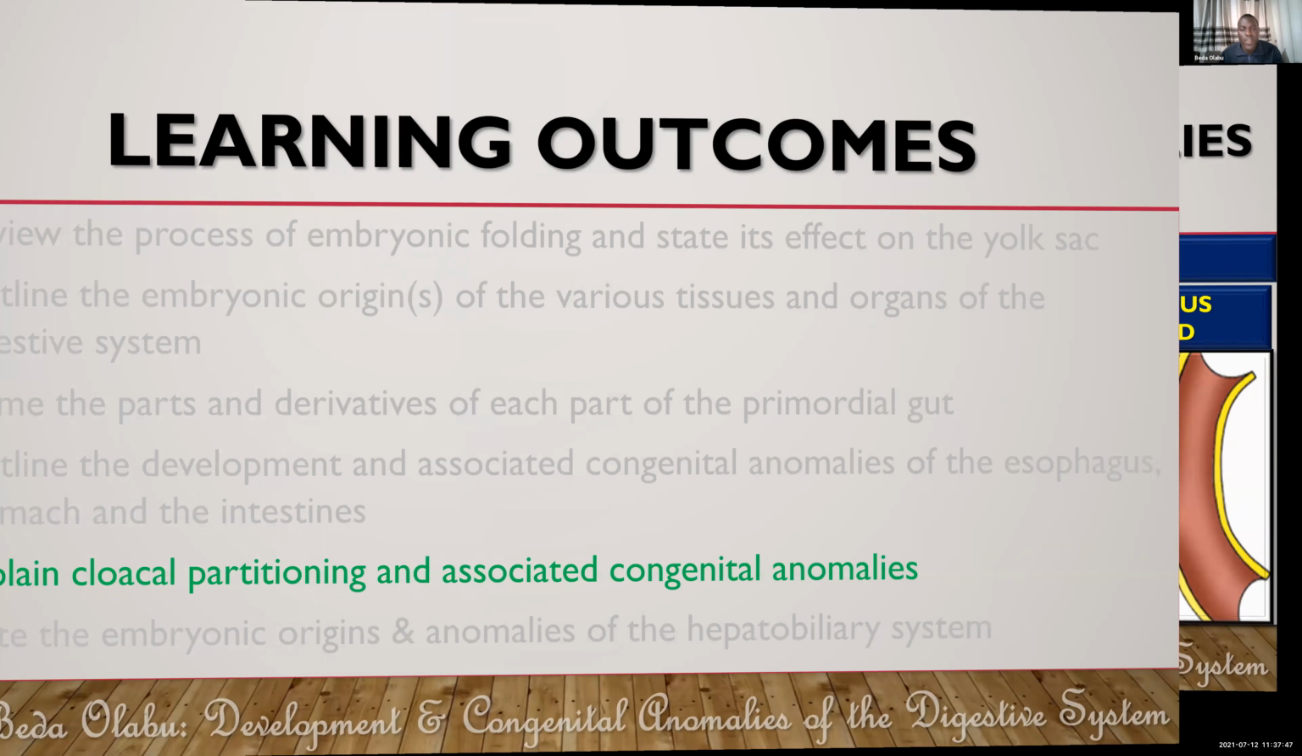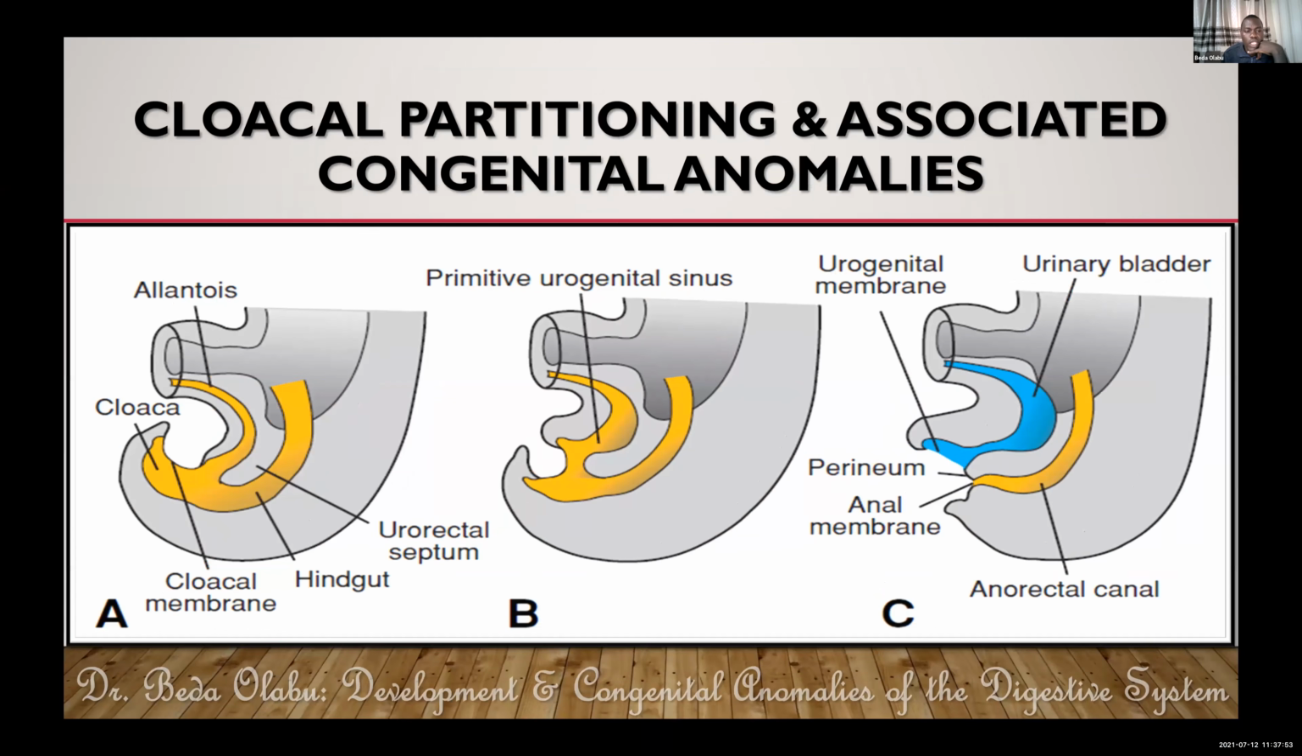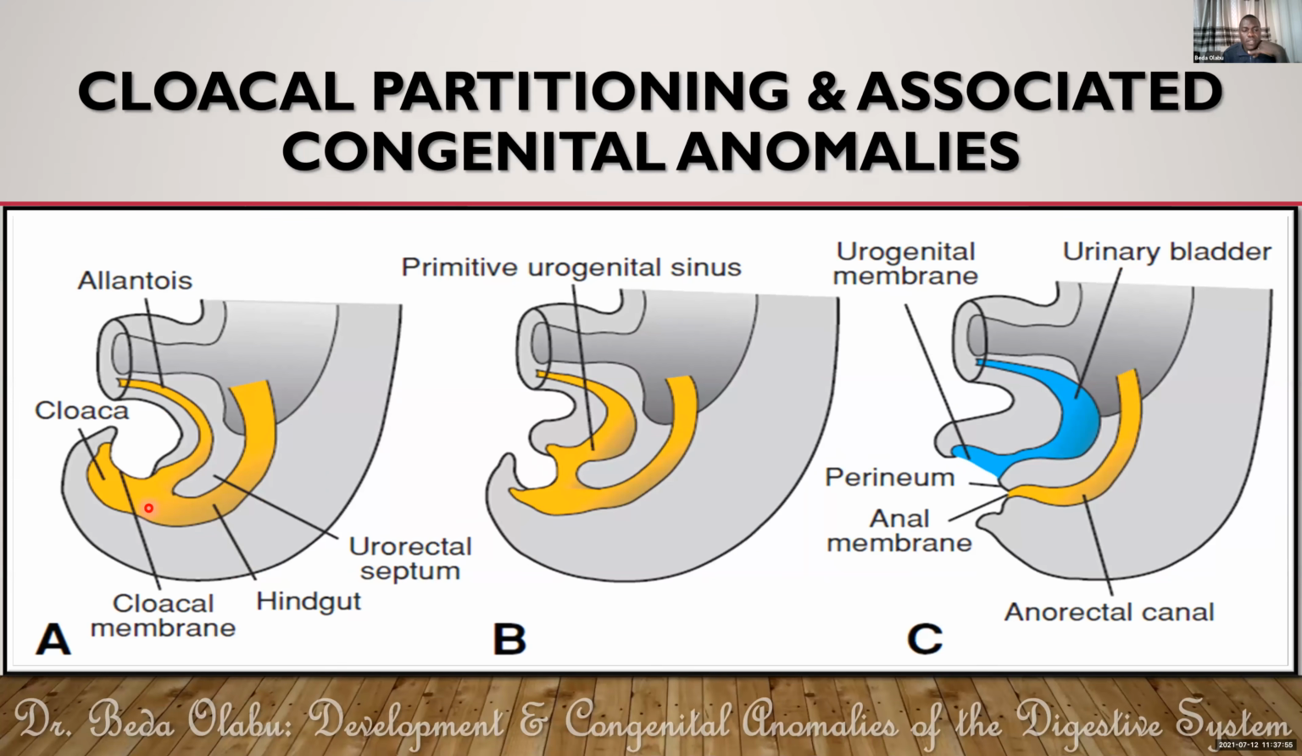Okay, now let's talk about cloacal partitioning. I told you that the cloaca is a common union for the allantois and the hindgut. In mammals, the cloaca is partitioned by formation of a septum in the coronal plane that divides the cloaca into two. The anterior part is called the urogenital sinus, and the posterior part is called the anorectal canal.